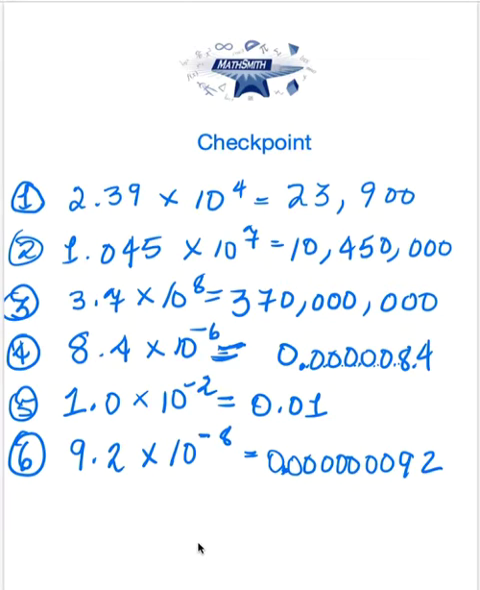Number 1, we're taking 2.39 times 10 to the 4th power. That means we're taking that decimal place right here and moving it 4 to the right. And when we do that, we end up with 23,900.